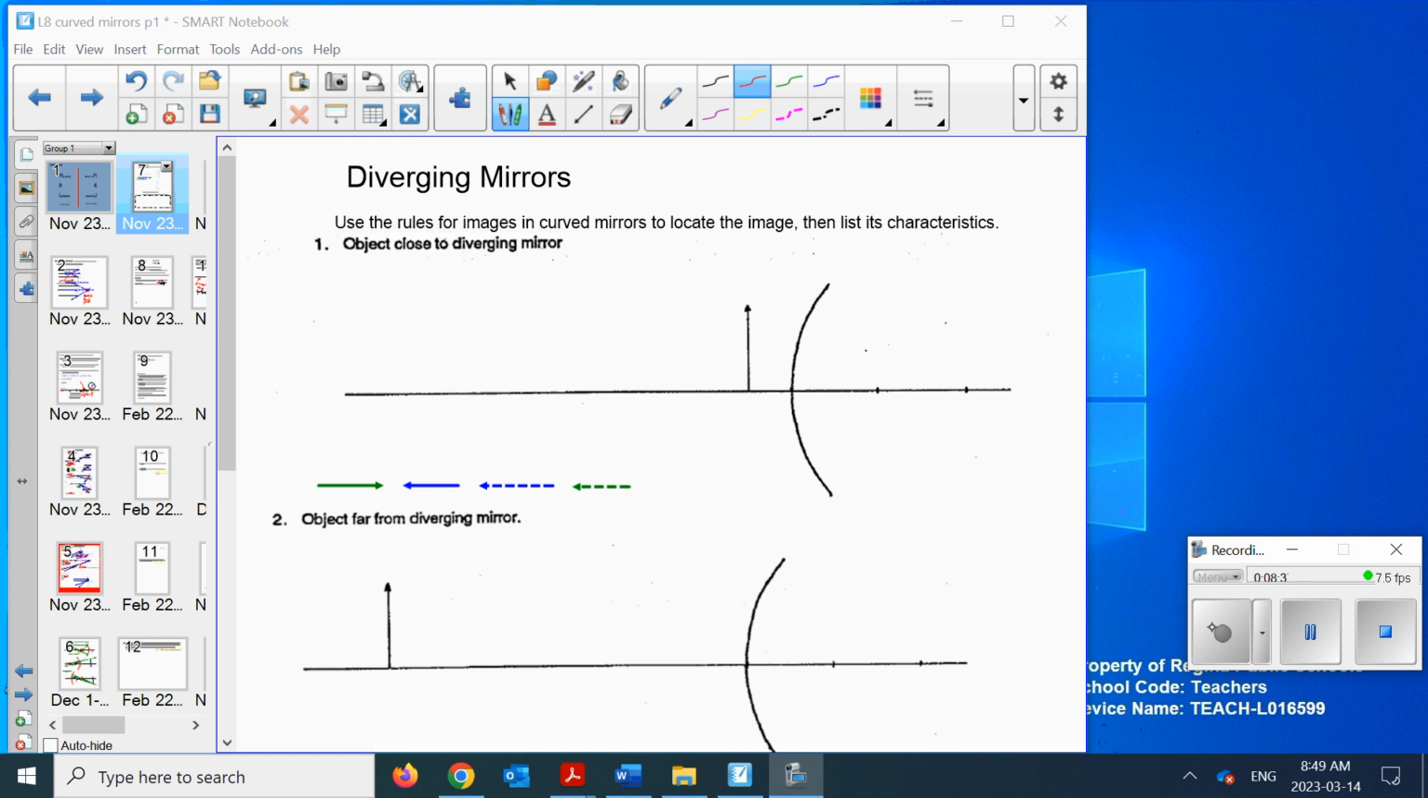We've looked at these before. We're going to just pause for a second. So these are always virtual images. Use the rules for curved mirrors, locate the image, then list its characteristics. Okay. I can already list the characteristics every time we said.